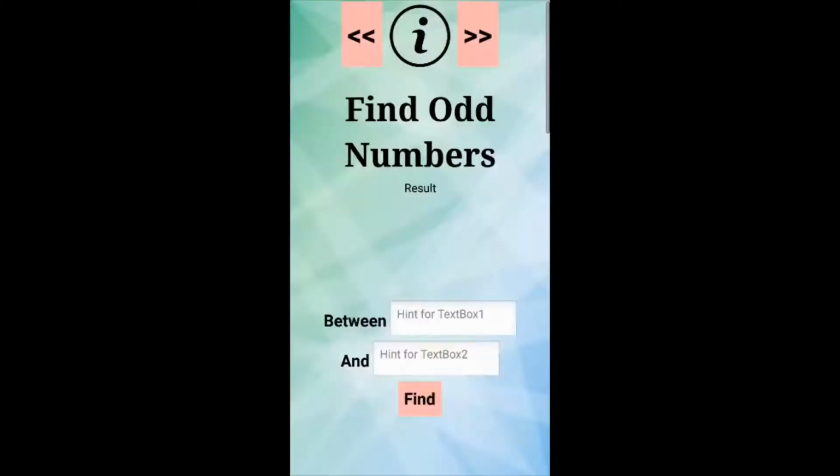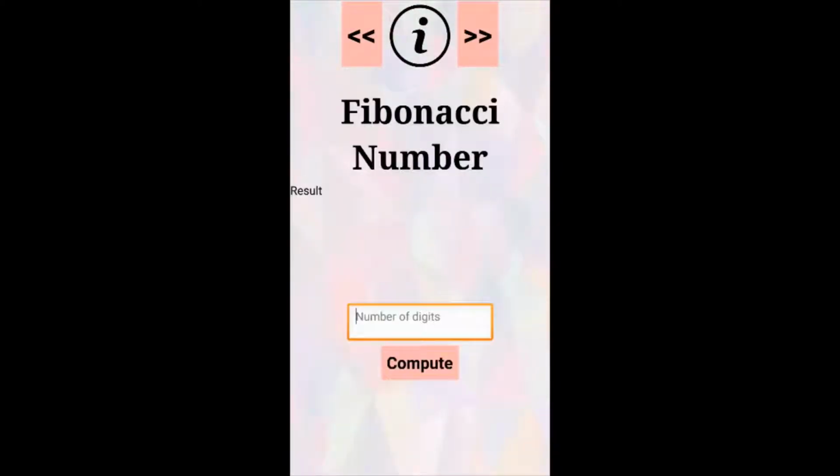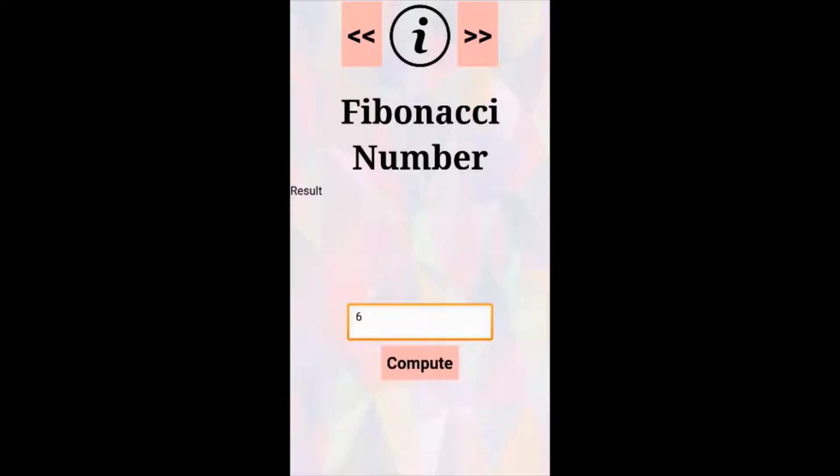Now in here it finds the Fibonacci number, the digits of the Fibonacci number we want. For example, we want 6 digits. We compute it, and it says that it is 1, 2, 3, 5, 8, and 13. And if we give it a long click, it will erase it.